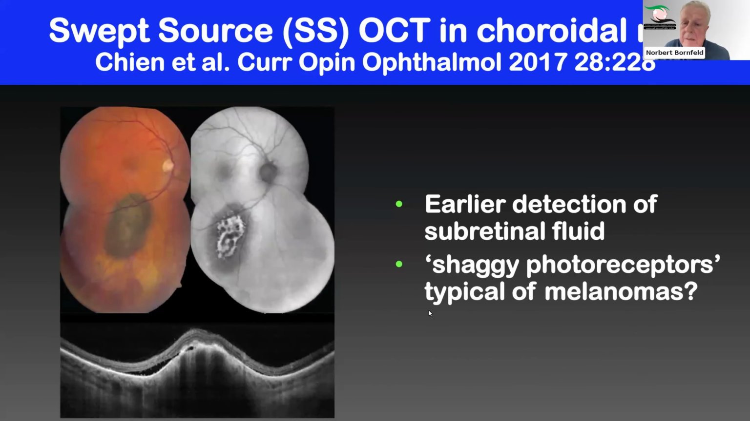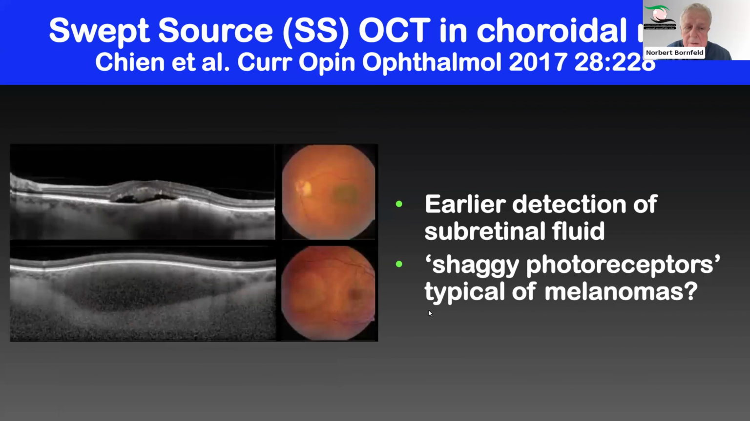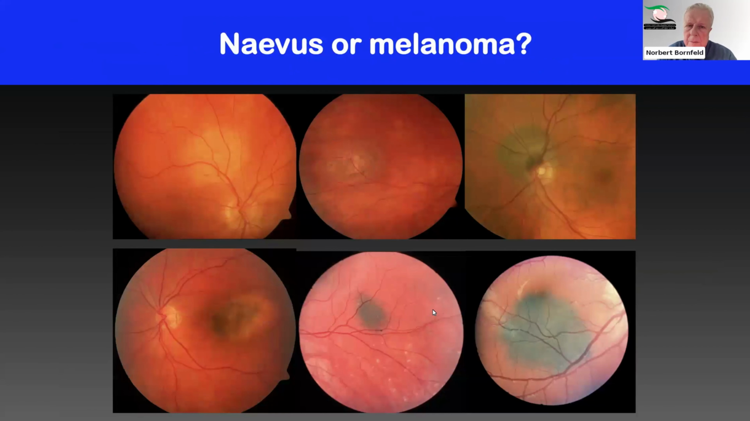Third-source OCT may be helpful. Third-source OCT has a larger scale of the fundus, and maybe earlier detection of subretinal fluid is possible. And it has been published that shaggy photoreceptors may be typical of melanomas, which may be doubted, maybe true or not true. This is seen on the OCT on your left with these shaggy photoreceptors, maybe typical or maybe not.